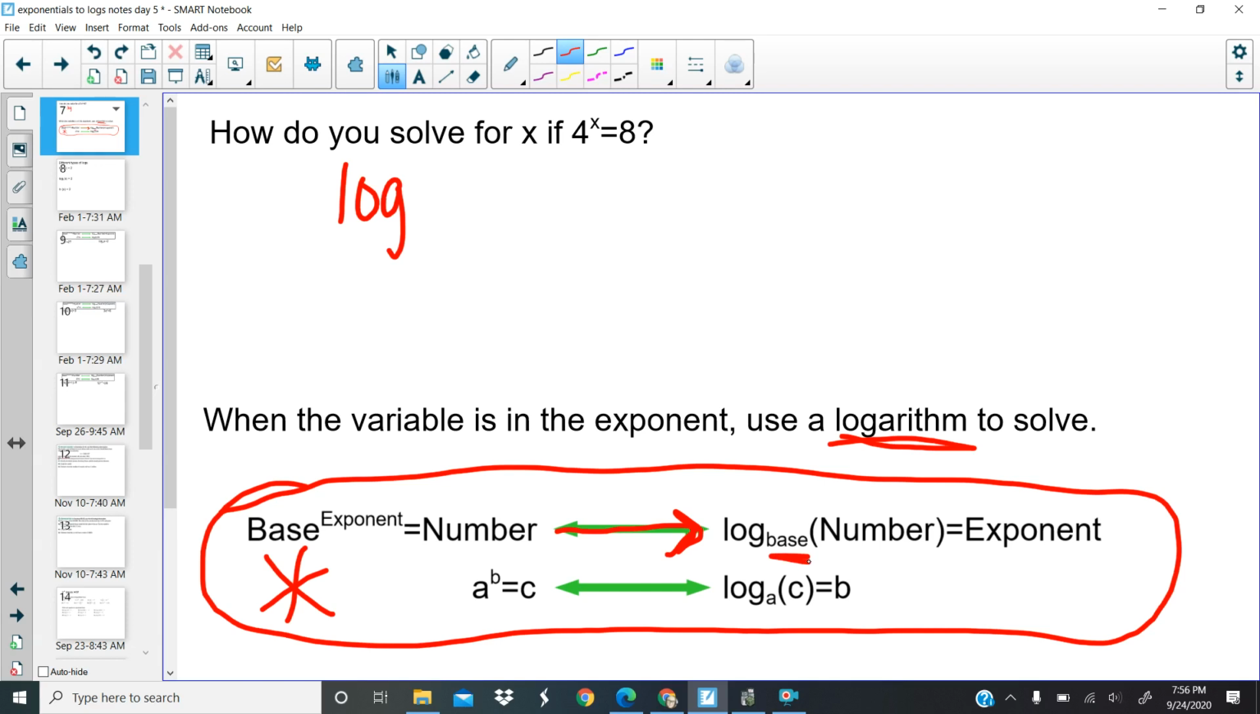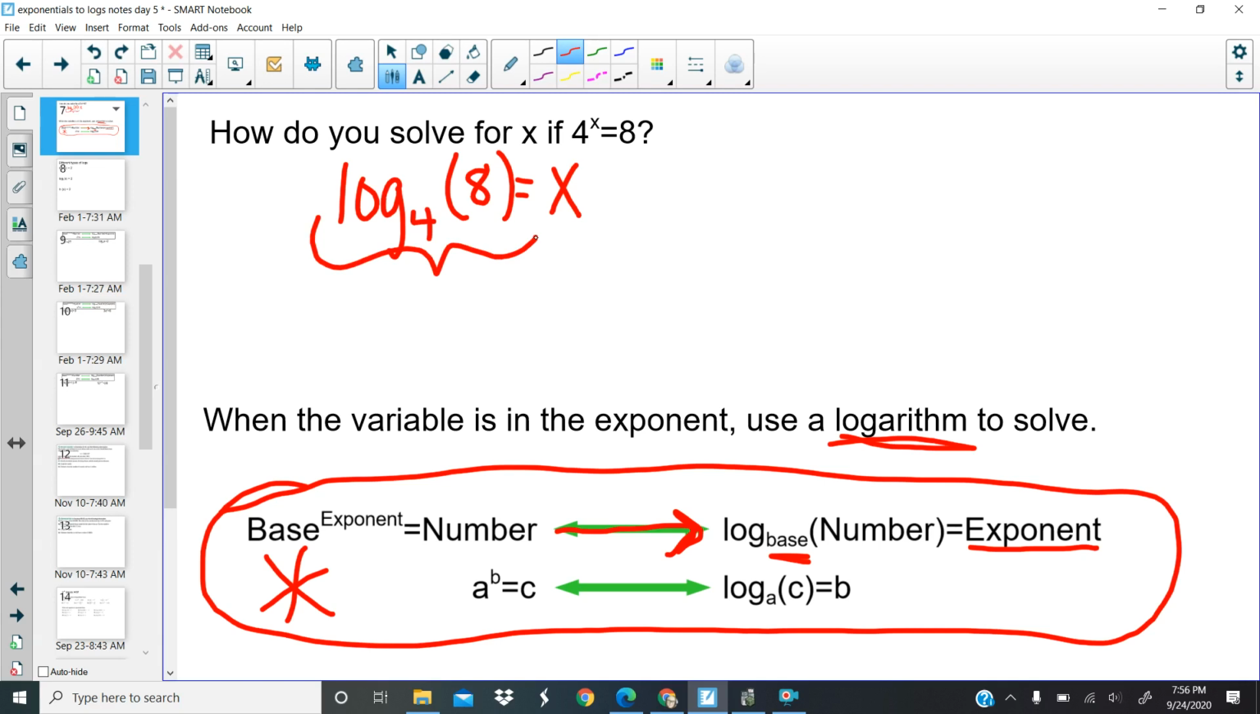So in this case, our base is 4. And then you're going to put the number on the other side. So it'd be log base 4 of 8 equals whatever was in the exponent, so it's going to equal x. So then you have this log base 4 of 8, which is going to calculate out to a number that you can evaluate.